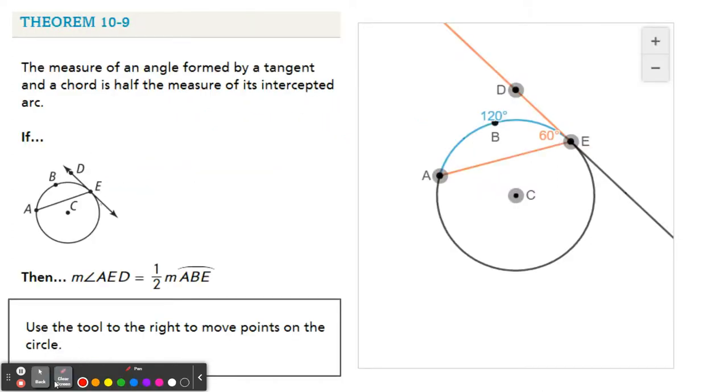Okay, so here we go. So again, the measure of an angle formed by a chord and a tangent, so DE is the tangent, AE is the chord, is going to be 1/2 of its intercepted arc. So in this picture, again, AE is the chord, DE is the tangent. This angle is going to be 1/2 of this arc.